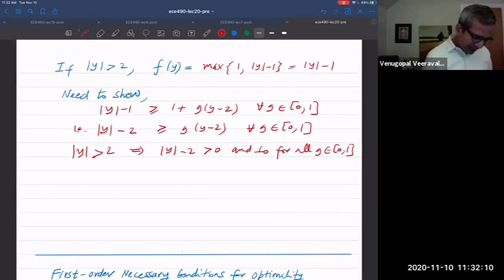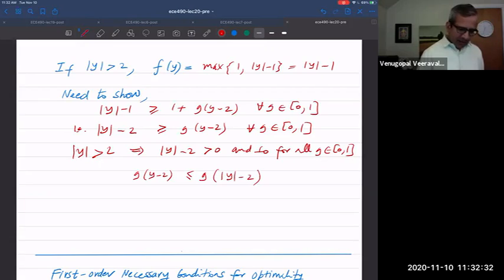So y is bigger than 2 means that y minus 2 is positive. And so if you look at any g in the set [0, 1], g times (y minus 2) is less than or equal to g times the absolute value of y minus 2, that of course holds, which, since g is between 0 and 1, is less than or equal to the absolute value of y minus 2. Okay. So if we call this condition that we need to prove star, we've just established star.